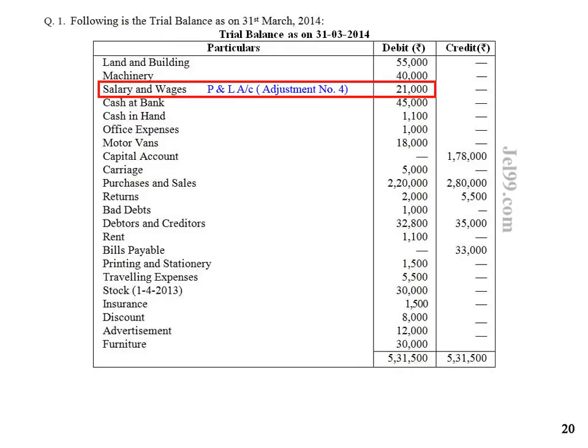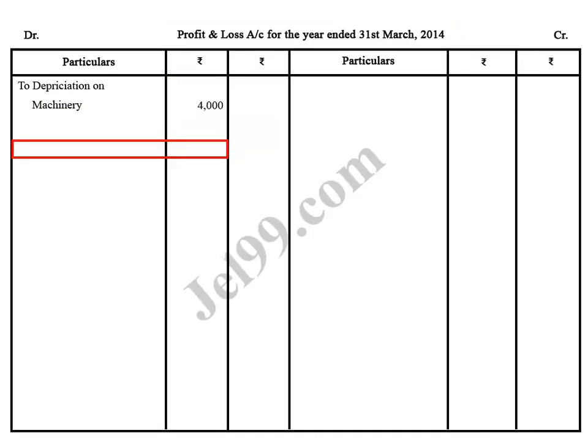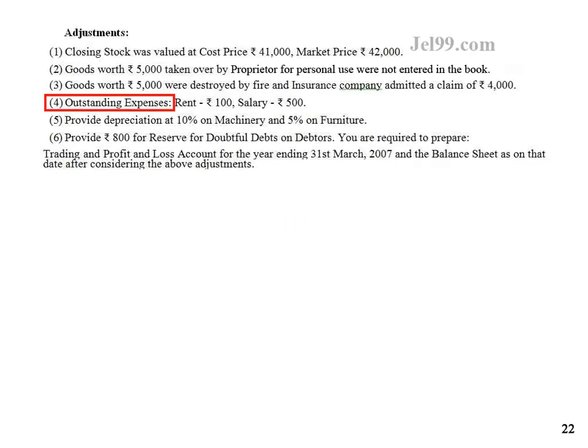Next entry, salary and wages rupees 21,000, it is shown in profit and loss account, on debit side, to salaries and wages rupees 21,000, in a column because there is an adjustment. Number 4, outstanding expenses, salary rupees 500, it has two effects.